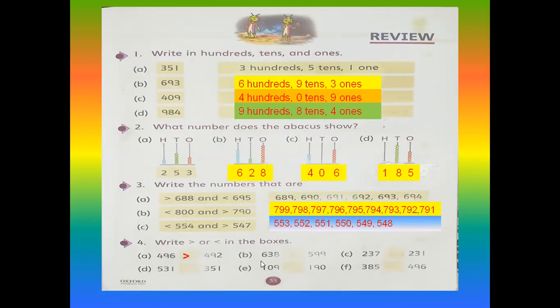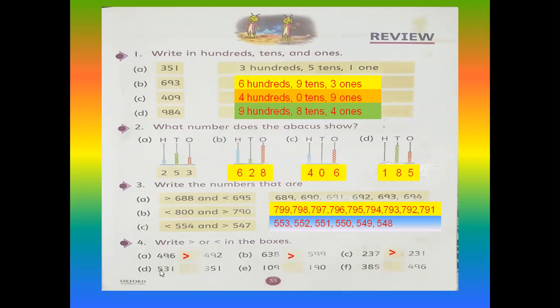Understand? People. 638 and 599. This is 6, this is 5. So hundreds are different. So 6 is greater than 5, which means the first number is greater. So use the greater symbol. 237, 231. 2, 2 equal, 3, 3 equal, 7, 1. 7 is greater than 1, it means the first number is greater, so use the greater symbol.